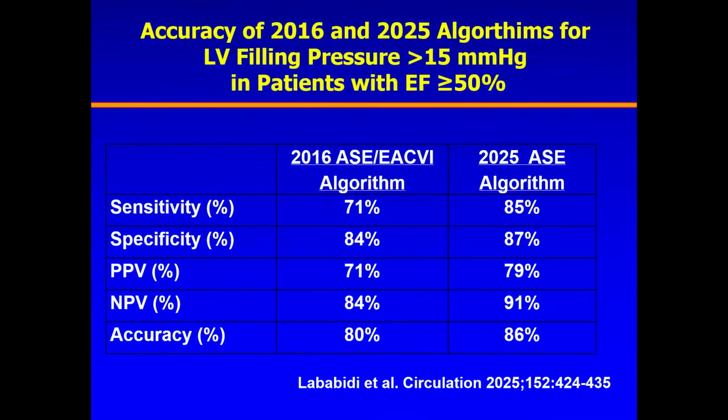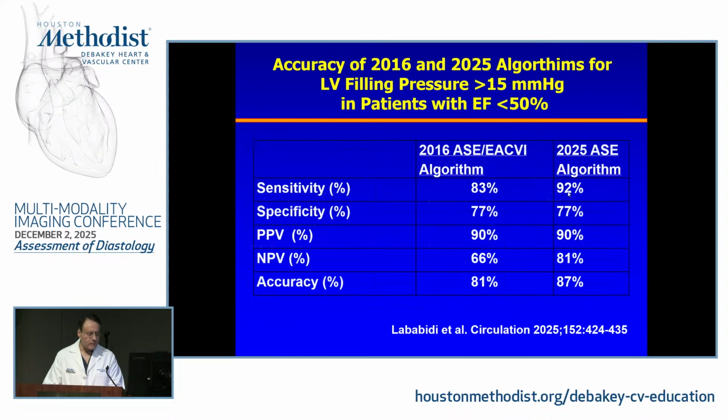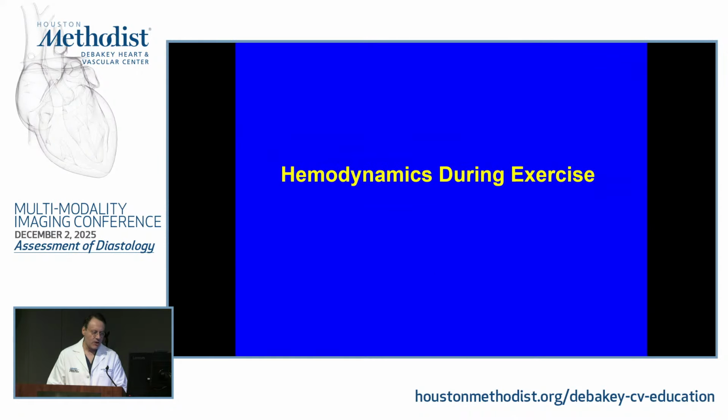These guidelines' accuracy was tested in a large multi-center study, 951 patients, and that shows you the performance of the 2025 and the 2016 algorithms, significantly higher accuracy, mostly because of a higher sensitivity. Also in the group with EF less than 50%, which were about 24% of the sample, the performance is better, but these differences did not reach statistical significance, largely because of the smaller sample size here.